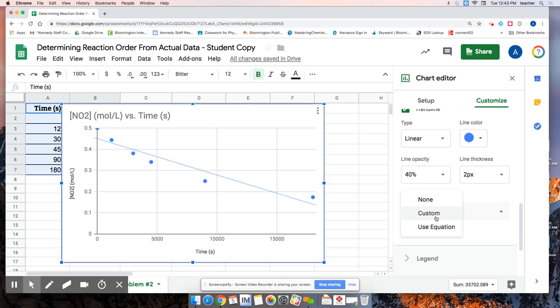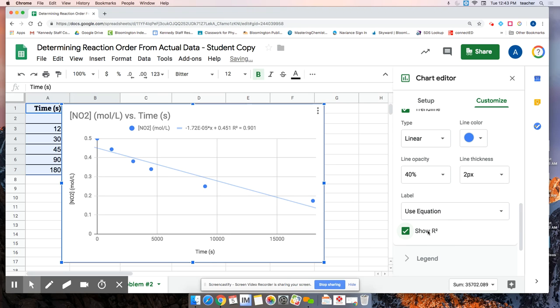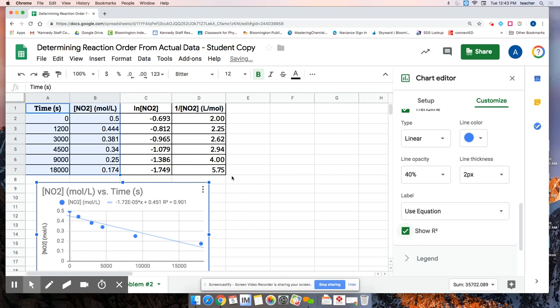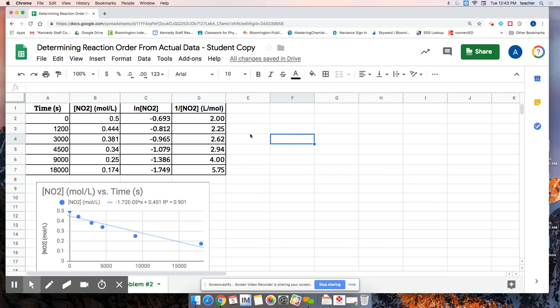But just in case, I want to put in the equation of my line and then show my R-squared value. So it's an R-squared value of 0.9, so it's okay correlation, but hopefully we'll get a better one than that. So I'm going to minimize that, put it here. So my second graph, I'm going to do time versus the natural log. So time, and then I'm going to do control click and highlight my natural log data.